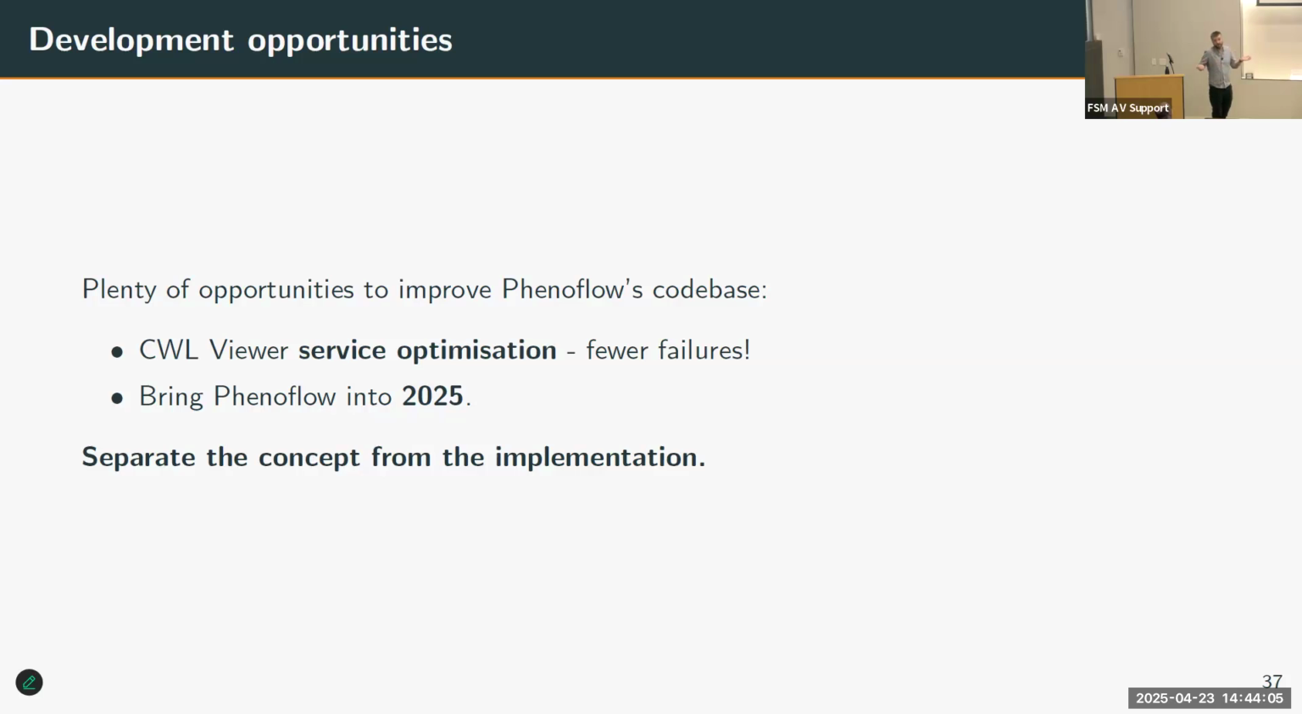Phenoflow sometimes can fall down because of limitations with the CDBL stack, for example, and there's a definite need to rewrite things. So again, in the spirit of being critical, in the spirit of this not being a product, in the spirit of this being research, I want to emphasize that there is work here to be done. I want to separate the concept from the implementation.